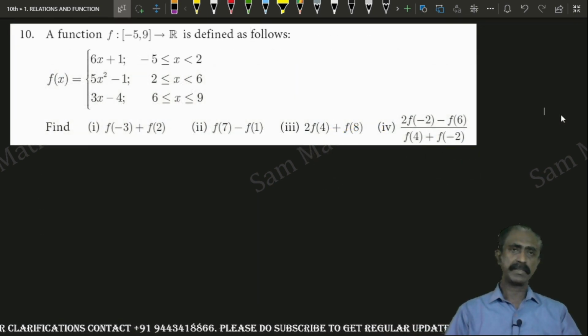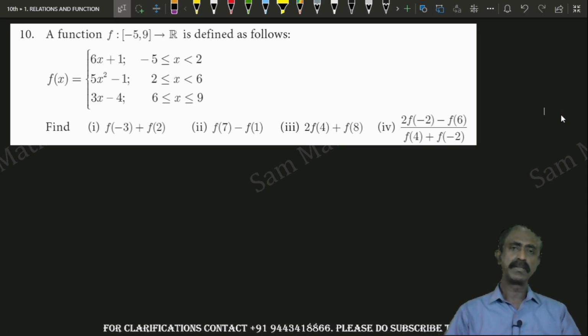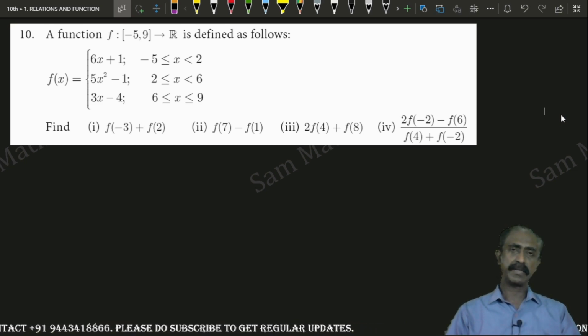10th question. A function f from closed interval minus 5 comma 9 to R, the real number system, is defined as follows. f of x is given as 6x plus 1 if minus 5 less than or equal to x less than 2. Second one is 5x square minus 1, 2 less than or equal to x less than 6. Third one, 3x minus 4, 6 less than or equal to x less than or equal to 9.